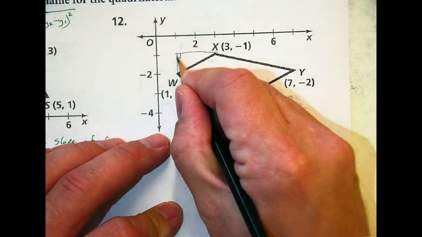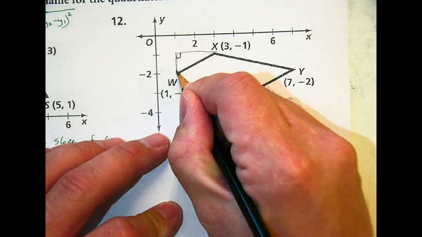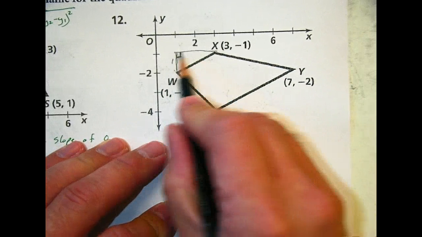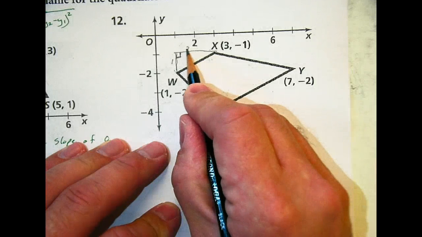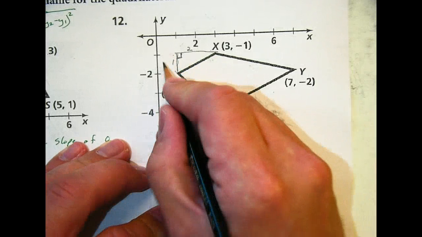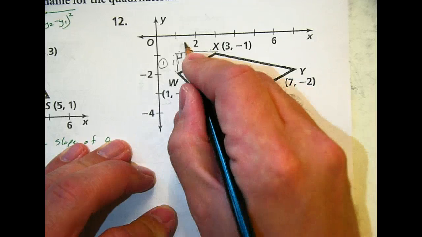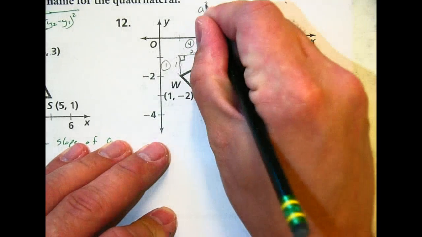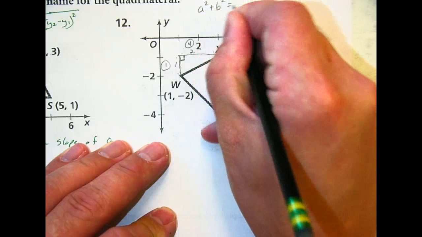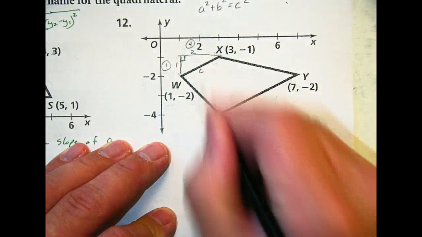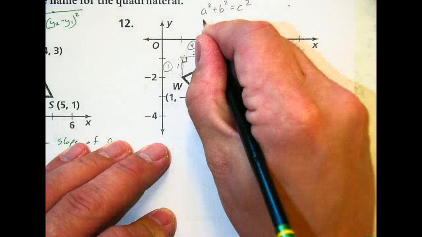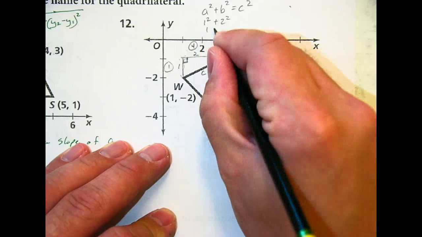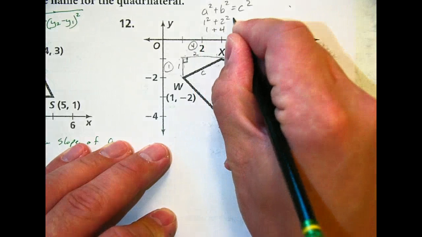Either way works. So if I'm trying to find this side, we get 1. That's a length of 1. This is a length of 2. Okay, so 1 squared is 1. 2 squared is 4. And so really what I'm doing is a squared plus b squared equals c squared. So this is our c, right? So 1 squared plus 2 squared. That's what I'm putting in these circles here. So I'll do that a lot this year. And that equals c squared.